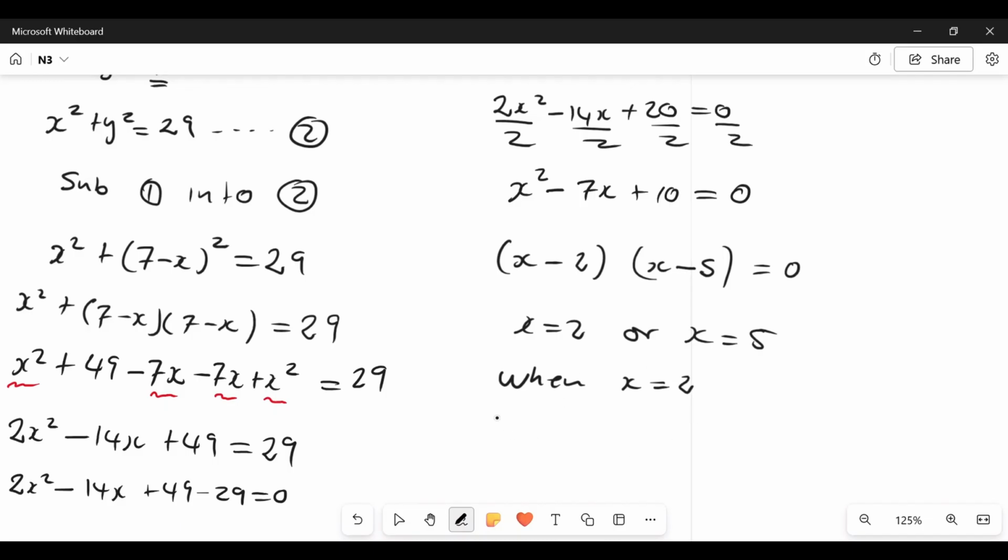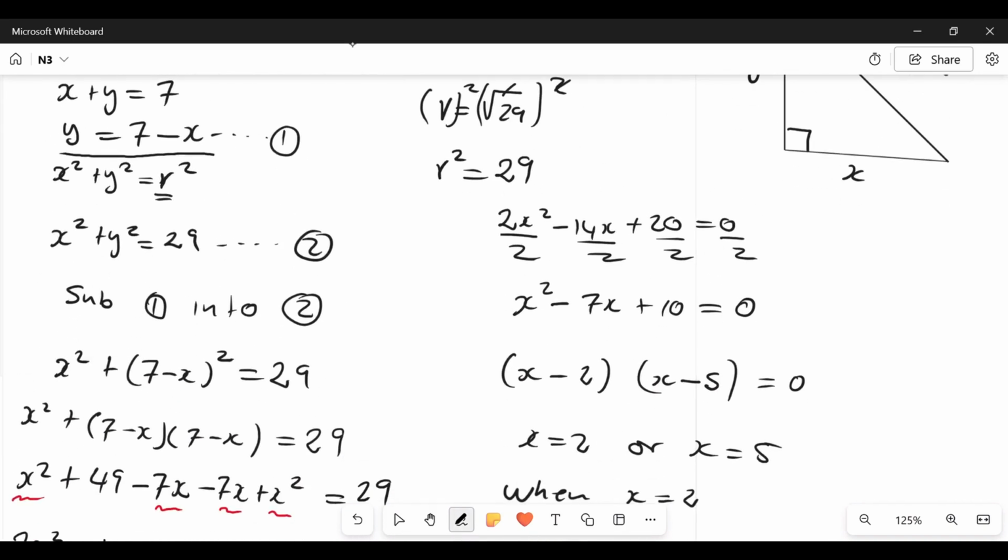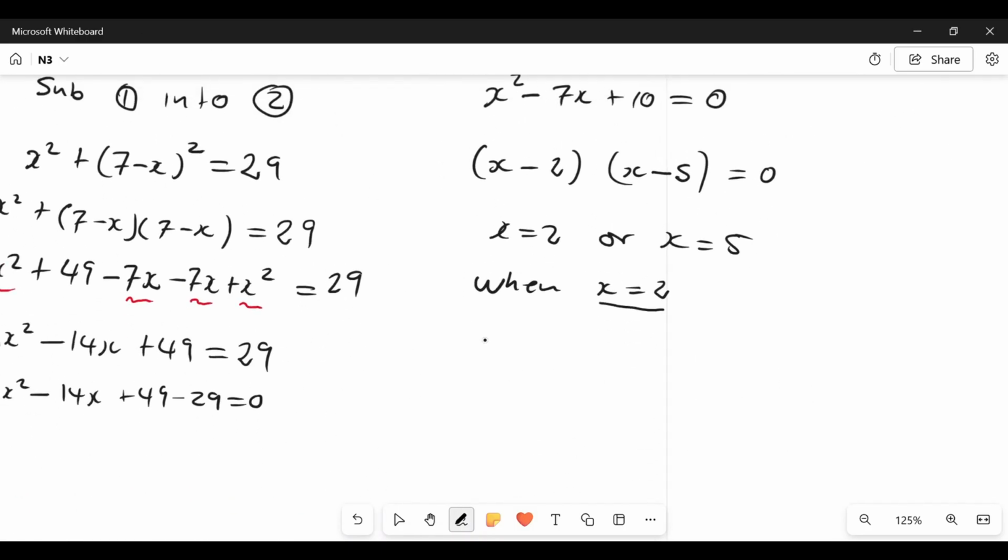What is our y? Remember, if you still remember equation 1, let me show you equation 1 very quickly. Equation 1, here it is here. It says y is equaling to 7 minus x. Let's do it. Equation 1, it goes like this. Y is equaling to 7 minus x, right? When x is 2, so we're just going to substitute with 2 wherever there is x. It's going to be 7 minus 2, and our y is going to be 5. So this is your answer when you decide to say x is 2.